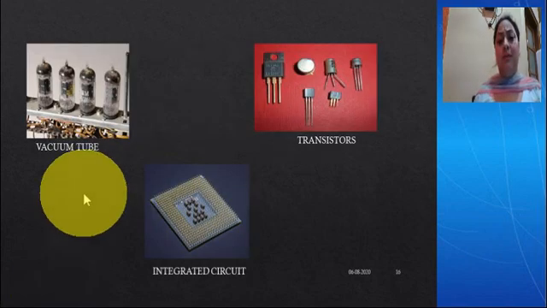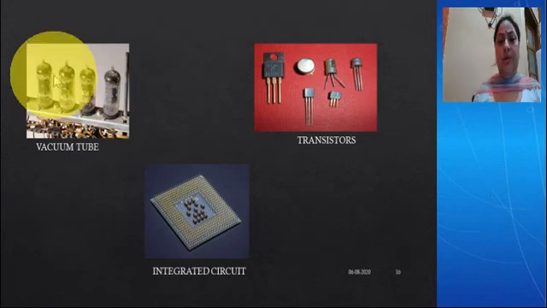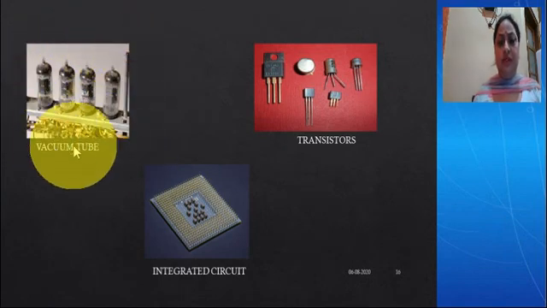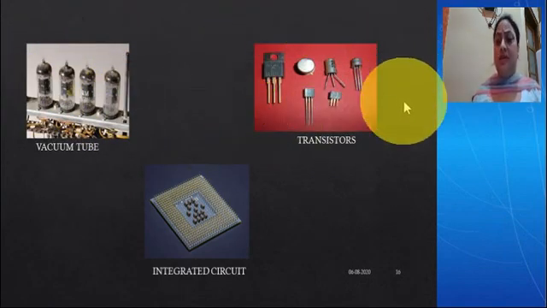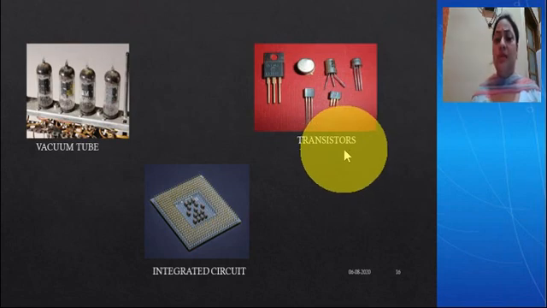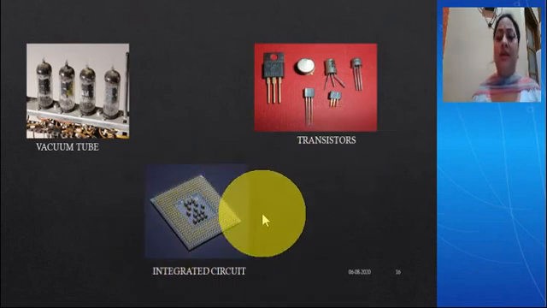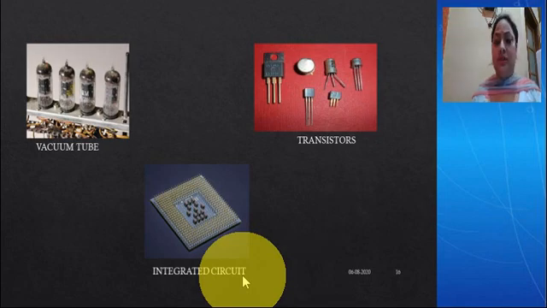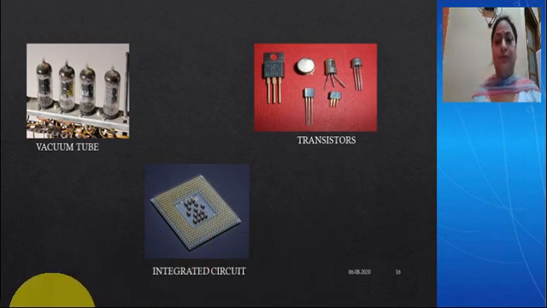So we see here a picture of the vacuum tube, which was used in the first generation computers, transistors, which were used in the second generation computers, and the integrated circuit, which is the third generation computers.